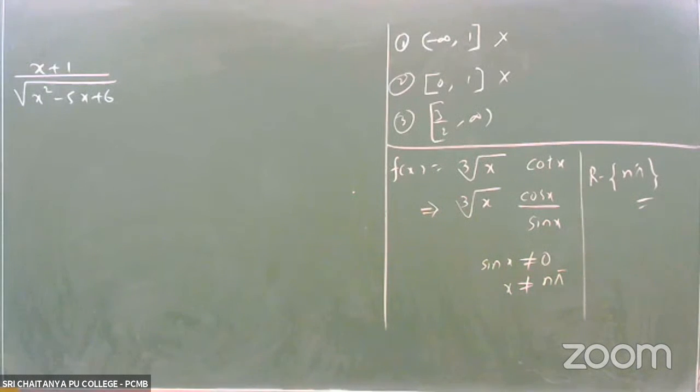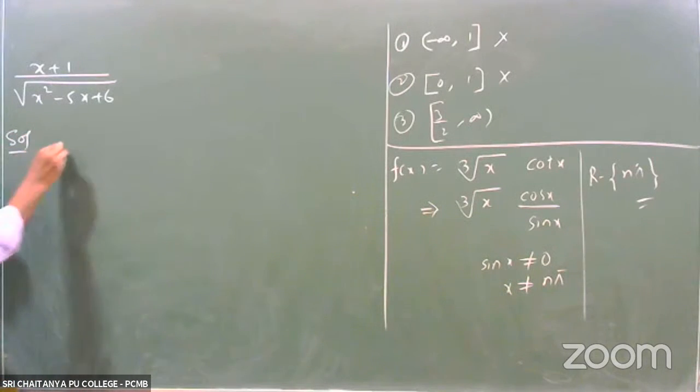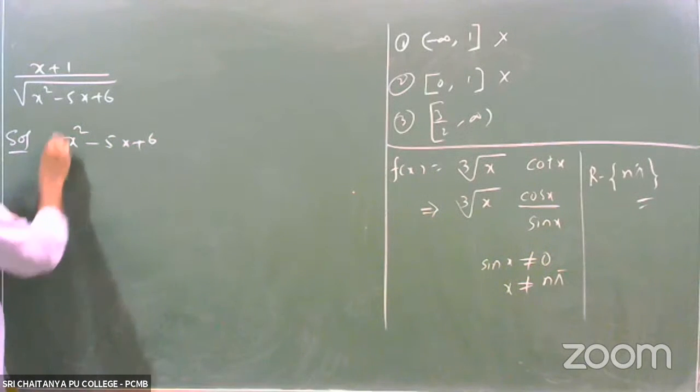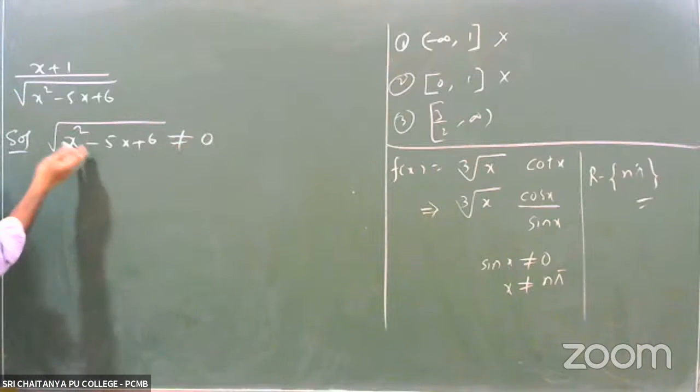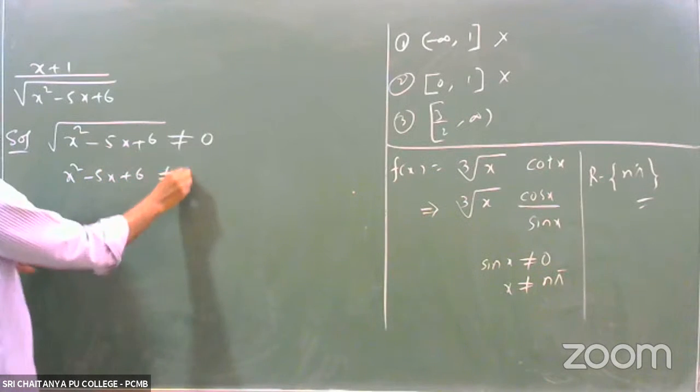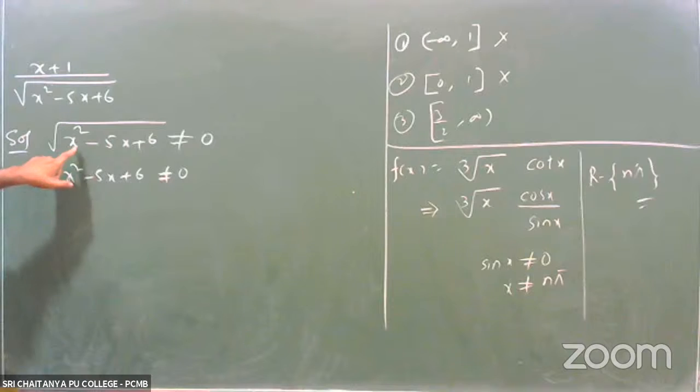Now, how to do this one? This is in the form of f of x upon g of x. That function is defined if g of x is not equal to 0, right? That means this function is defined if the root of x square minus 5x plus 6 is not equal to 0. Wherever there is a root, you just substitute x square minus 5x plus 6 is not equal to 0. And you know very well that this should be greater than 0. Every expression under a root should be greater than 0.